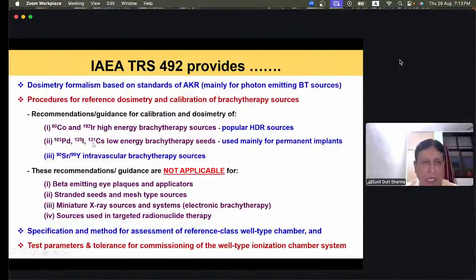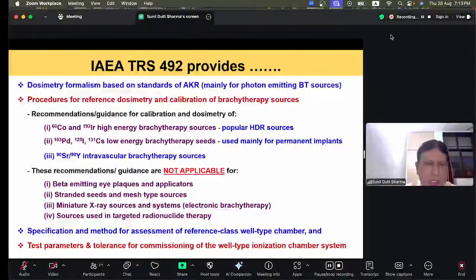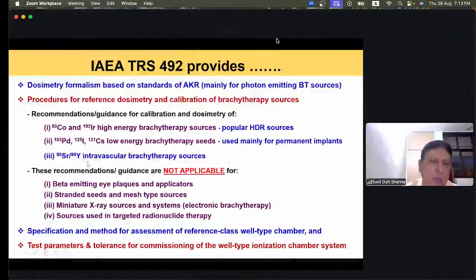These sources, palladium, iodine, and cesium-131 are classified as low energy brachytherapy sources, and majorly they are used for permanent implants or in some cases temporary implants also. Now they have also provided recommendation for measuring the strength of strontium-90 intravascular brachytherapy source. But for your information, intravascular brachytherapy is not so popular now. It was in use decades ago. However, some of the institutions in the world might be using it. That's why these recommendations are available here.